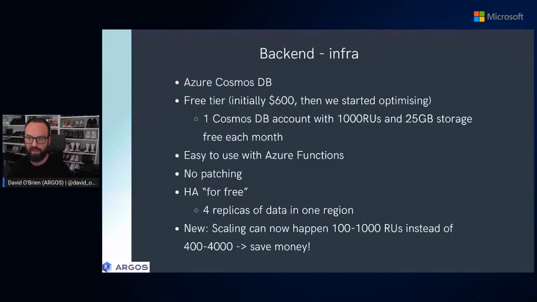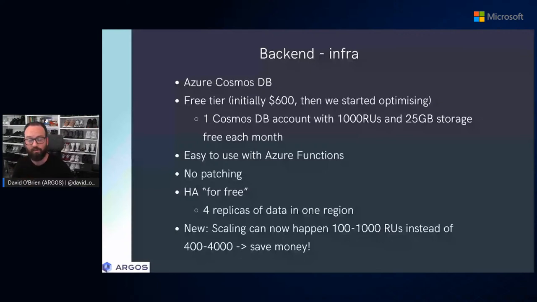So we have the CosmosDB conference here. Let's talk about CosmosDB, our backend. Similarly to the functions argument, why did we use CosmosDB? Because it does come with a free tier, by the way. You can get one CosmosDB account in your subscription with 1,000 request units per second and 25 gigabyte storage for free each month. That can already get you quite far, depending on how you build your application, how your queries run, how well you do your queries. That's going to get important in a second.